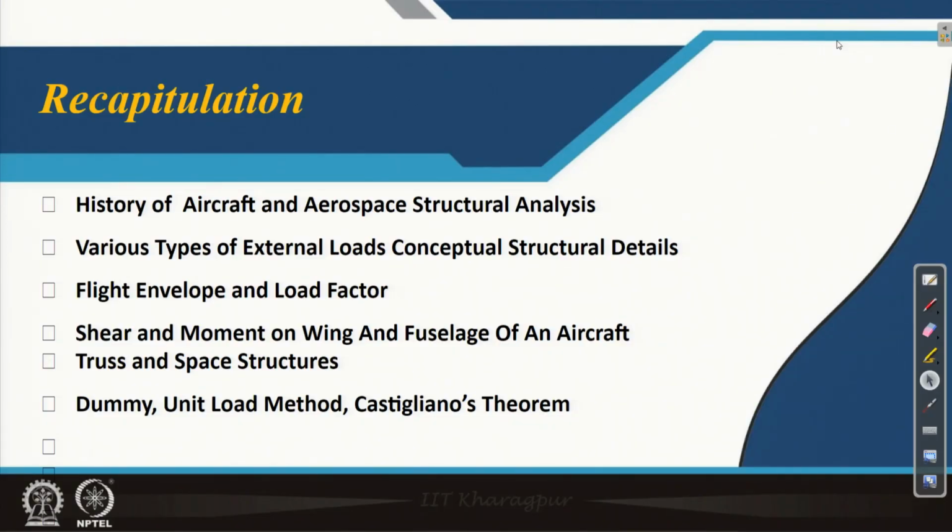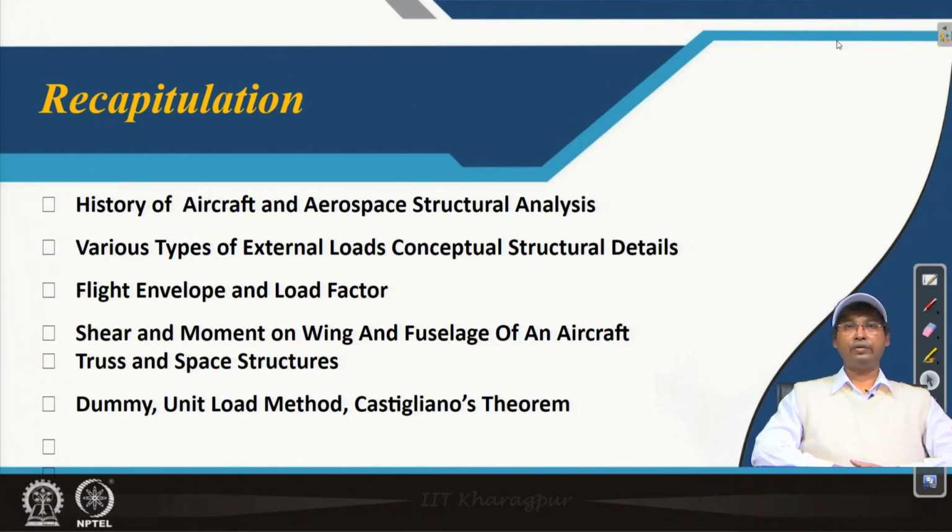So, let us proceed with the next slide, which is as usual a recapitulation slide. In this recapitulation slide, what we see is that we have already covered aircraft and aerospace structures analysis, history of those. We have covered various types of external loads, conceptual structural details. We have covered the flight envelope and load factor, how the flight envelope looks like and why it is so, and how the load factor varies.